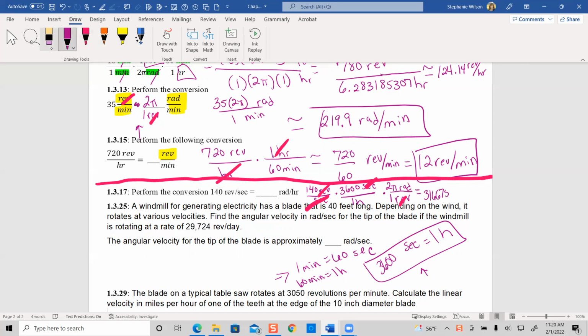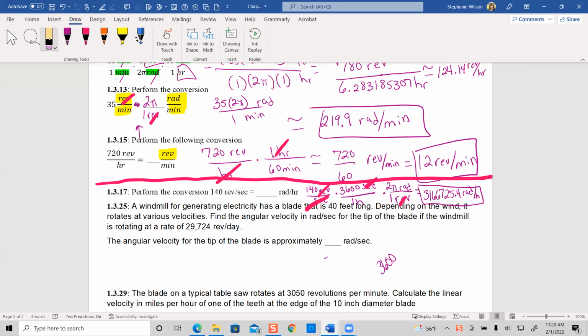3,166,752. I am tongue-tied. My apologies, guys. 3,166,725.4 radians per hour. So that is my answer for this one. So keep it simple. You could use either one of these setups. As long as your setup and your math is correct, your answer would be the same.